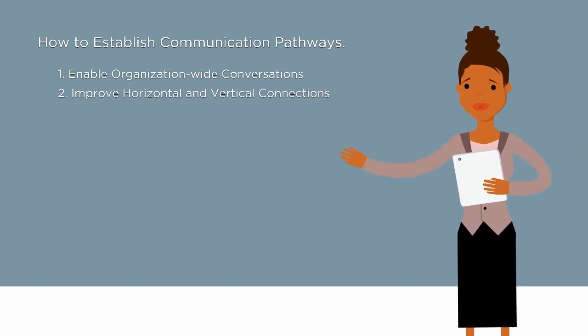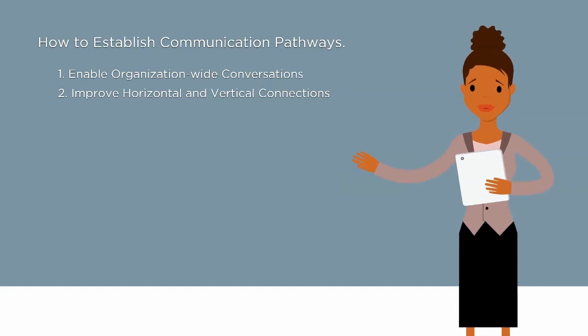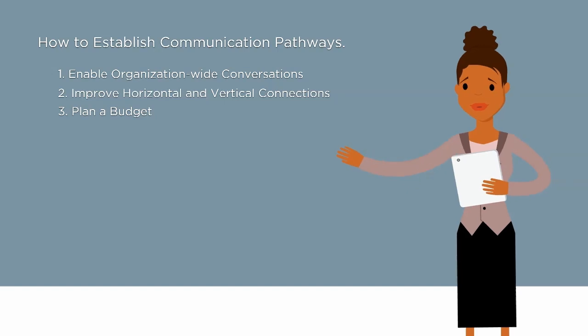Enhance both peer-to-peer and top-down communication using platforms like HipChat and programs connecting employees at all levels. 3. Plan a budget. Allocate resources for successful pathway implementation. Consider the honest use of these pathways for sharing concerns and receiving constructive feedback.